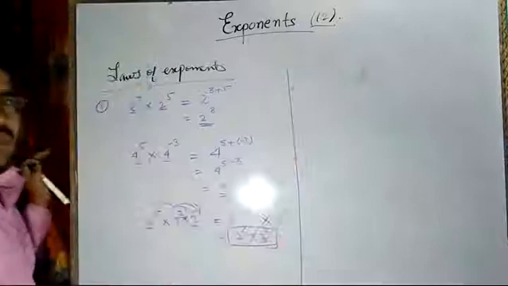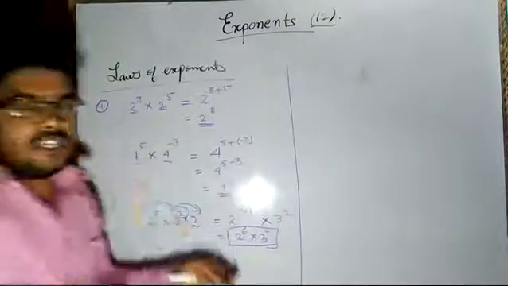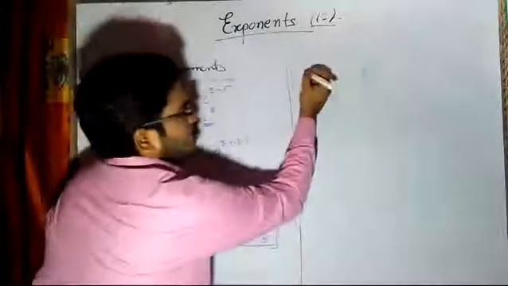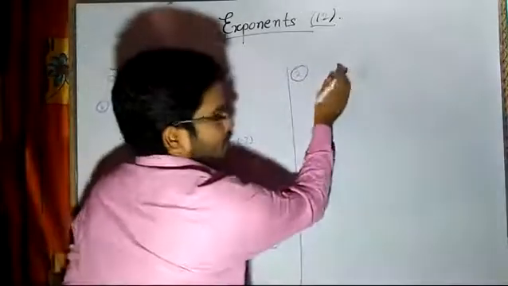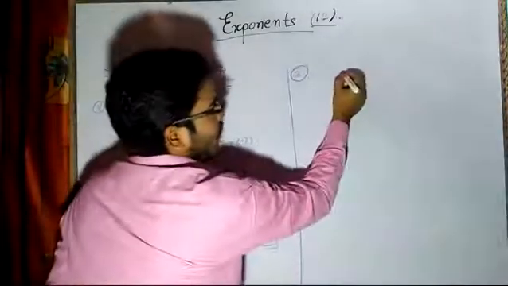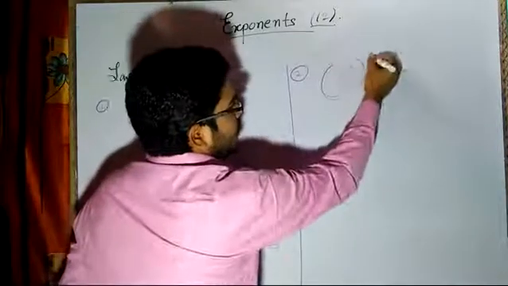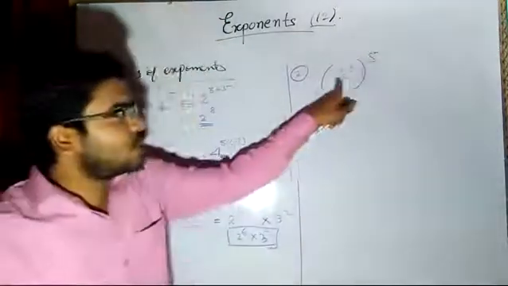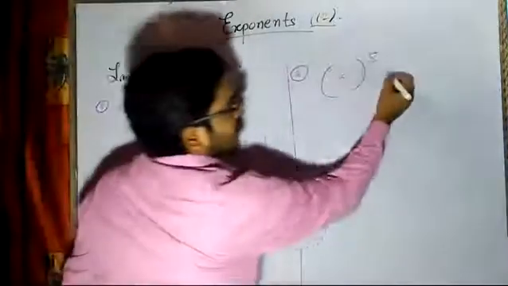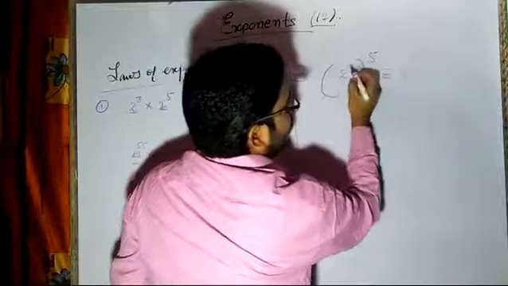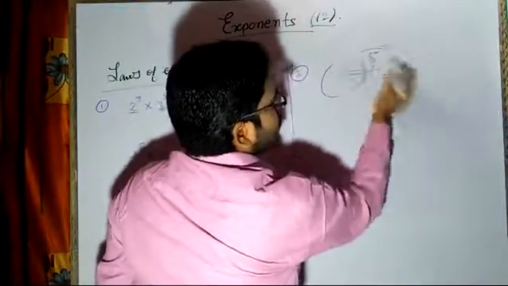Now the second law. Depending on your book, the laws may keep changing. Like this is the first law, I may be discussing your fifth law as your second law here. So no need to worry about that. The second law says that if I have a number, suppose 2 raised to power 3, whole raised to power 5, then this can be written as 2 raised to power 3 into 5. These two powers will be multiplied.